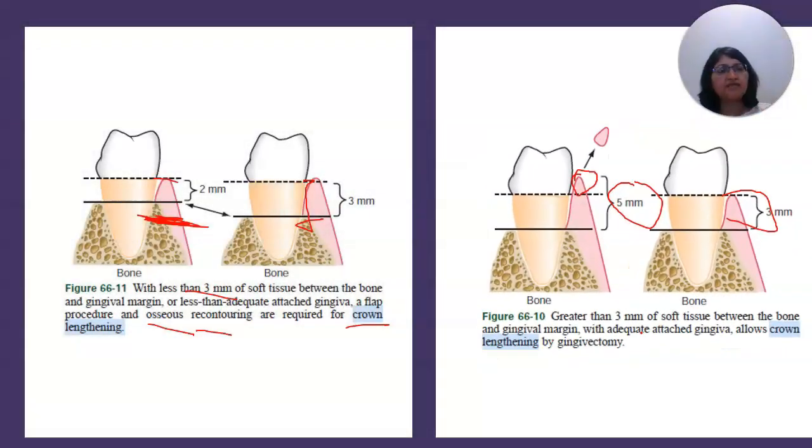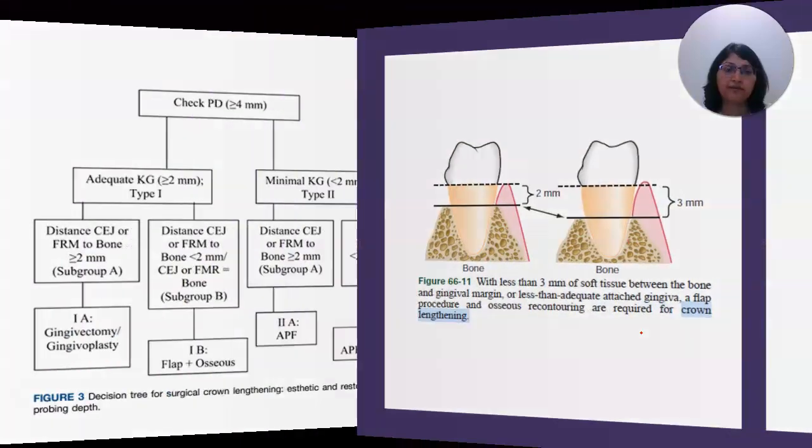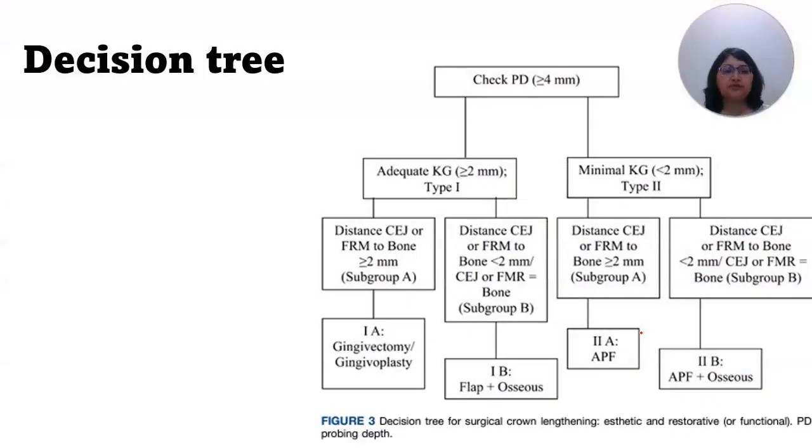So the difference between definitive crown lengthening and your gingivectomy is that in gingivectomy you do not do any osseous contouring. Talking about the decision tree. Now, the decision tree considers the adequate width of attached gingiva and your distance between the free restorative margin or CEJ and your bone.